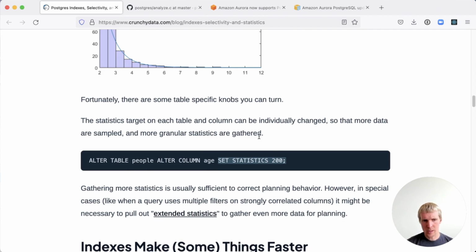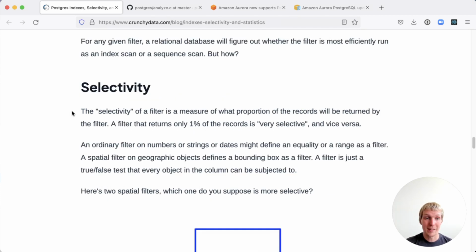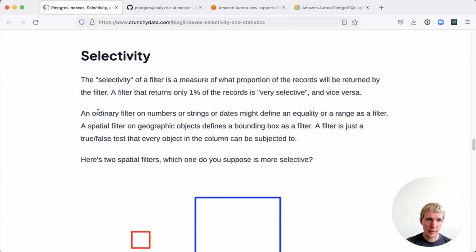To set all this in context, we introduce the concept of selectivity. If you're matching a lot of rows, then what you're doing would not be very selective, whereas if you're matching a very small portion, like 1%, for example, that would be very selective. Paul works a lot with spatial data. When you're filtering on geographic data, oftentimes you would use a bounding box.